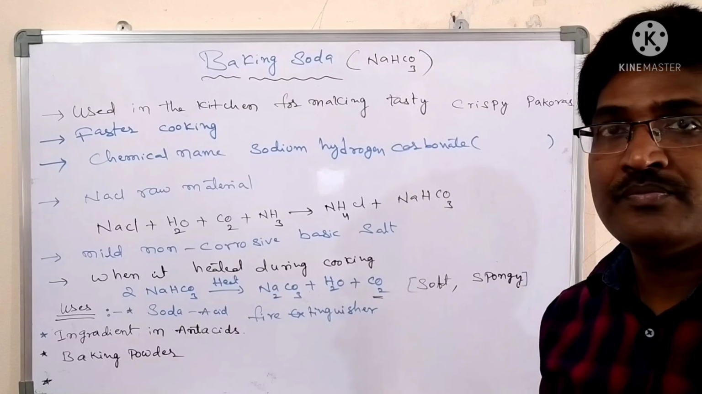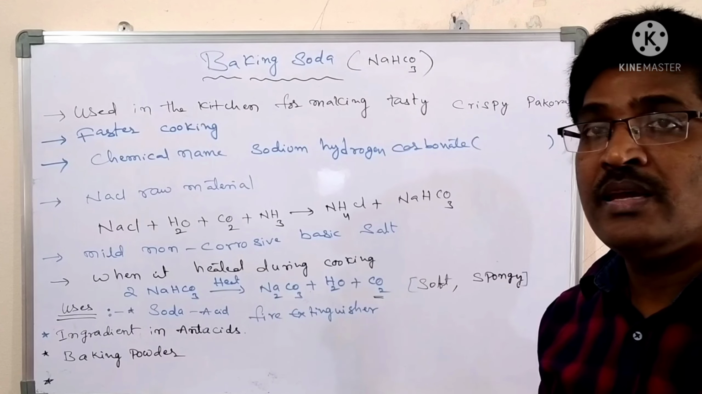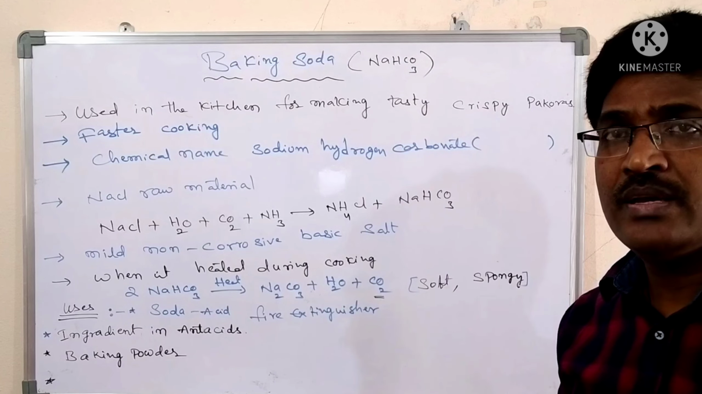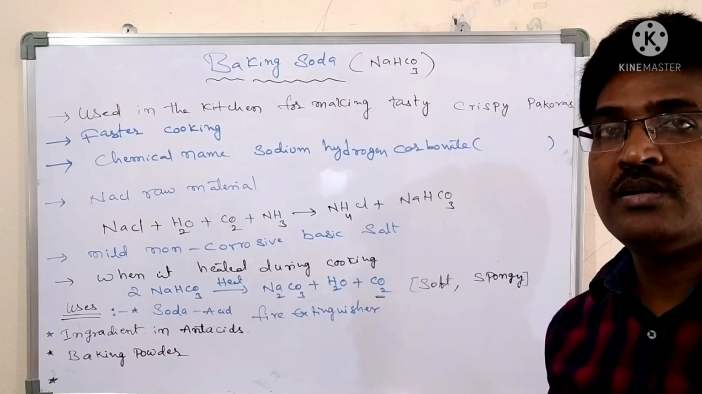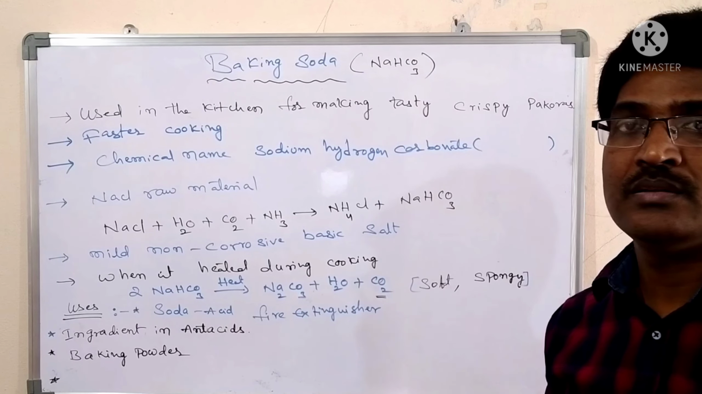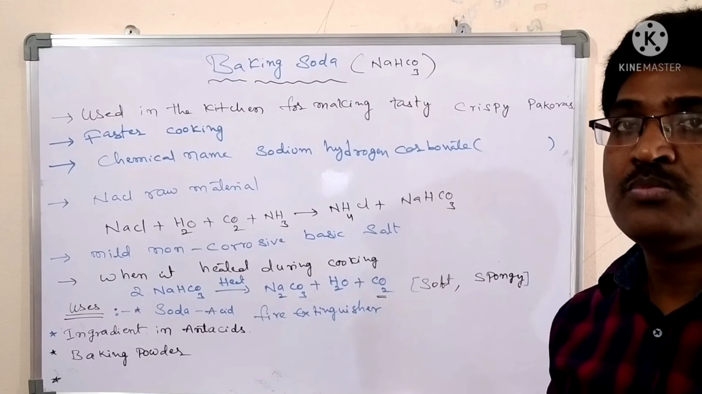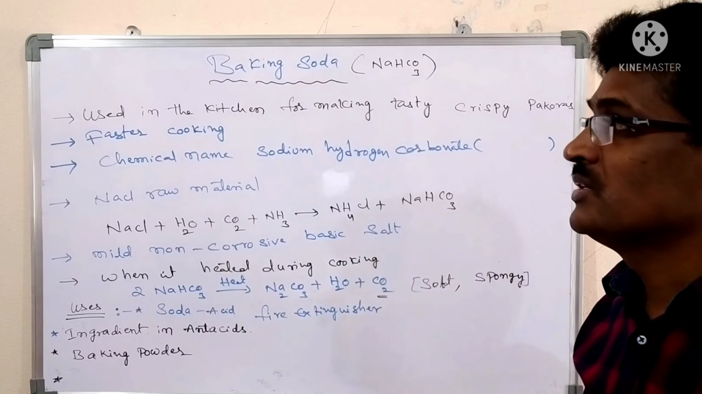Okay, baking soda, its formula is NaHCO3. We can call it sodium hydrogen carbonate, and also we can call it sodium bicarbonate. Okay, its symbolic formula is NaHCO3.